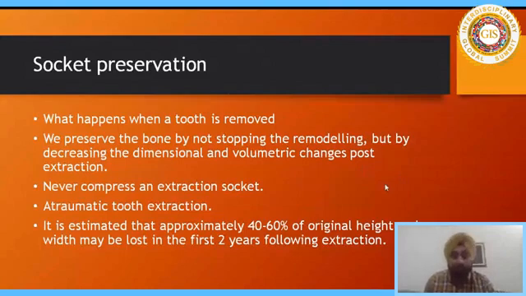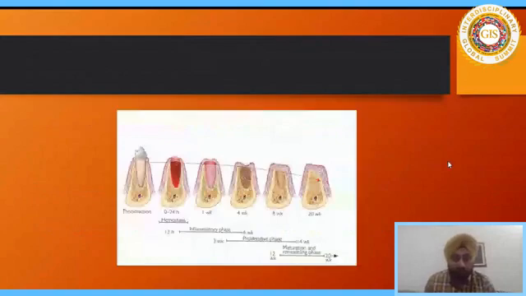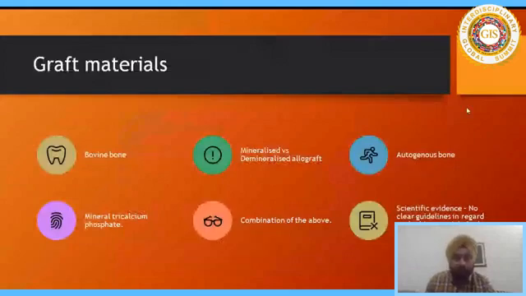It is estimated that approximately 40 to 60% of original height and width may be lost in the first 2 years following extraction. This is a schematic diagram showing how the loss of vertical ridge height happens. Now, graft materials are placed inside the socket. It could be a bovine bone, mineralized versus demineralized allograft, autogenous bone, the gold standard, beta tricalcium phosphate, or a combination of the above. Scientific evidence says no clear guidelines in regard to the biomaterials for the surgical procedure have been established.